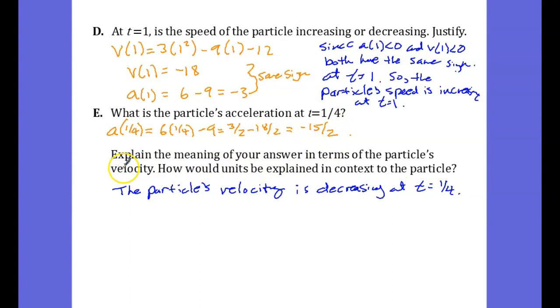Notice we're talking about velocity. We're not talking about speed, so we don't need to worry about them being the same sign or different signs. For velocity, it's a lot simpler to think about. If the acceleration is negative, then the velocity is decreasing.